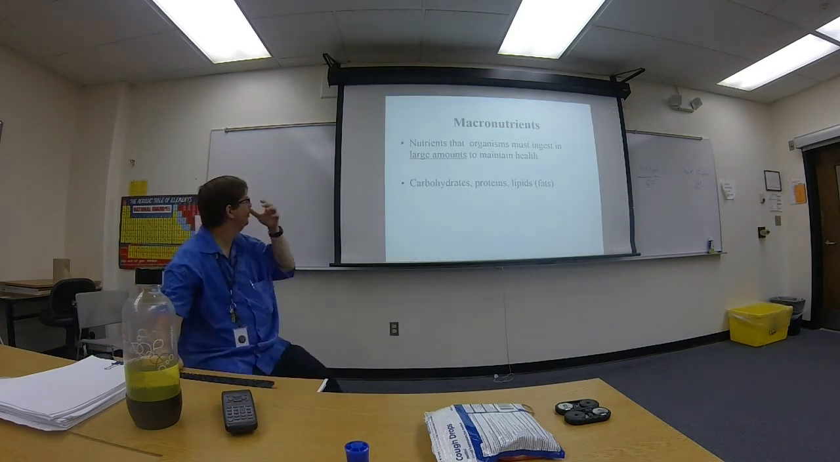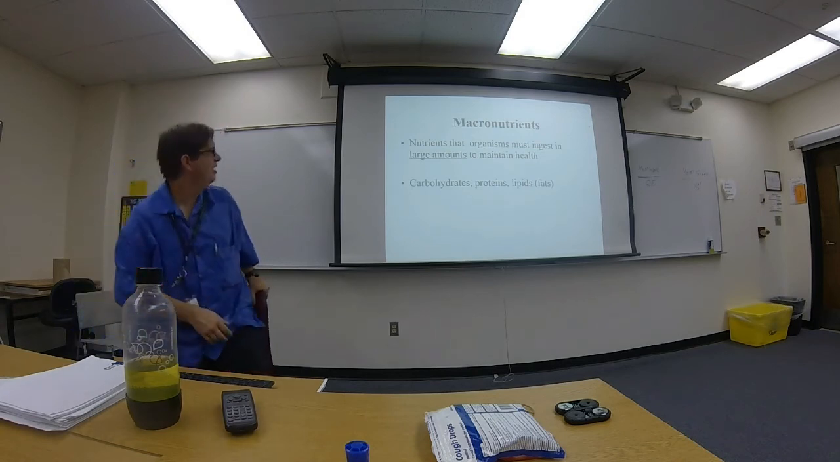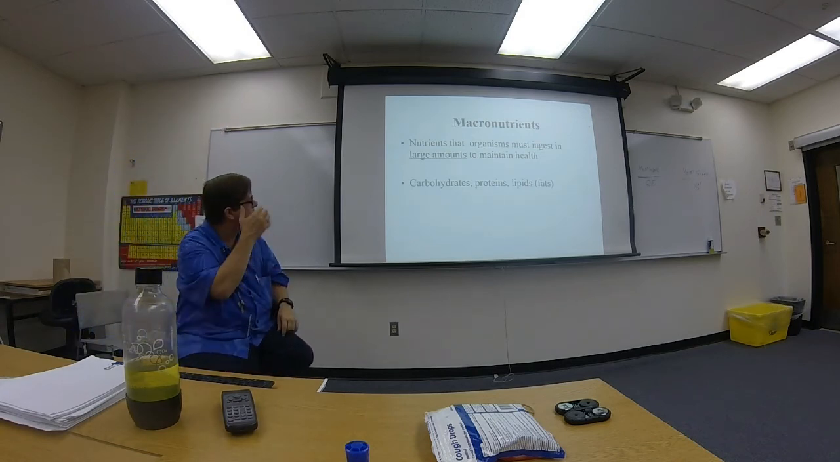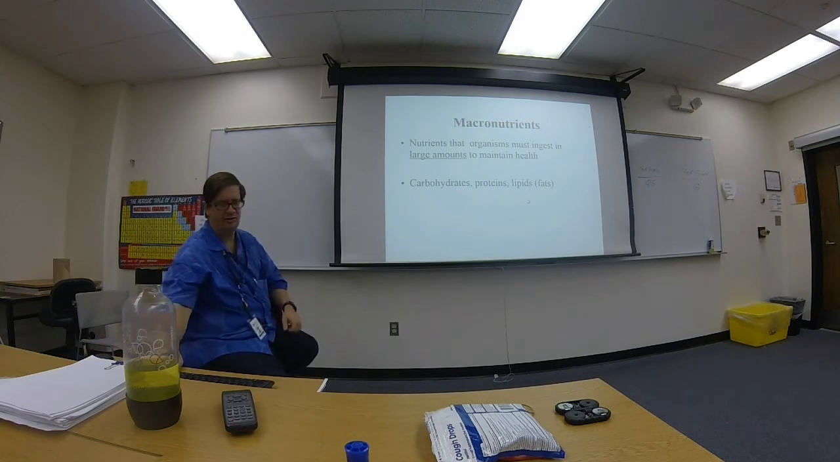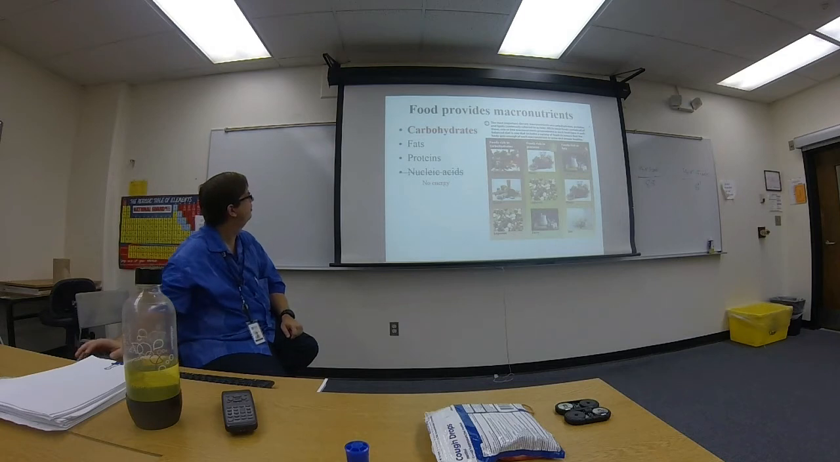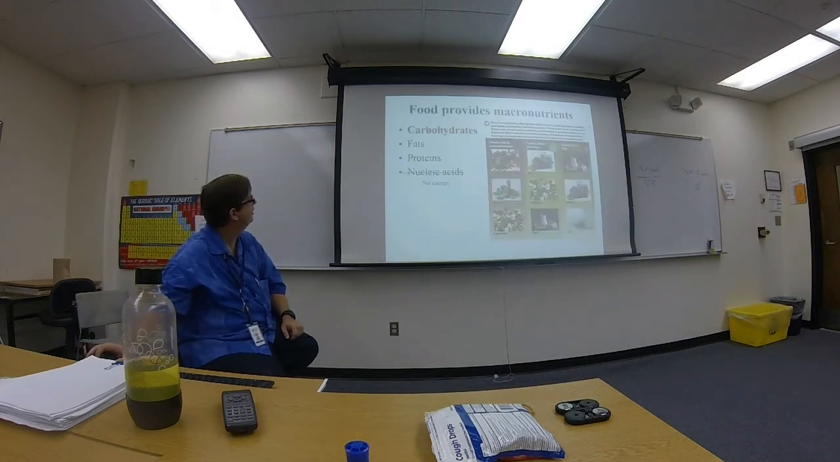So macronutrients are big things that you need to eat. Lots of big molecules that you eat in large amounts. The macro refers to the amount that you need to maintain your health. These are things like carbs, like proteins, like lipids. All right. Nucleic acids are not on there for a reason. They have almost no energy source. All right.